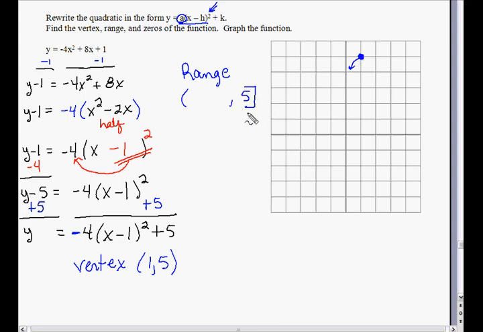And our range, how low does it go? Well, it's going down forever. So that's to minus infinity. So we found our vertex, we found our range, the zeros. Well, let's come back to that in just a second. Let's finish graphing this first.